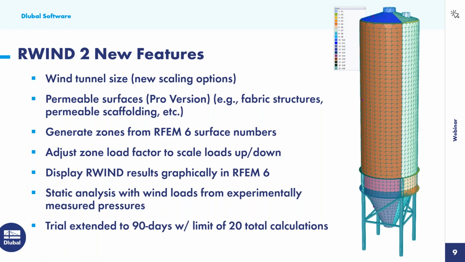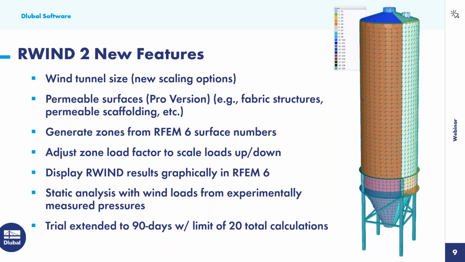Now we'll take a look at several of the new features that we have released within RWIND 2 in the past several versions. And I'll preface that each one of these features here we'll actually be looking at in our example today. So we'll begin with the wind tunnel size. We now offer new scaling options.